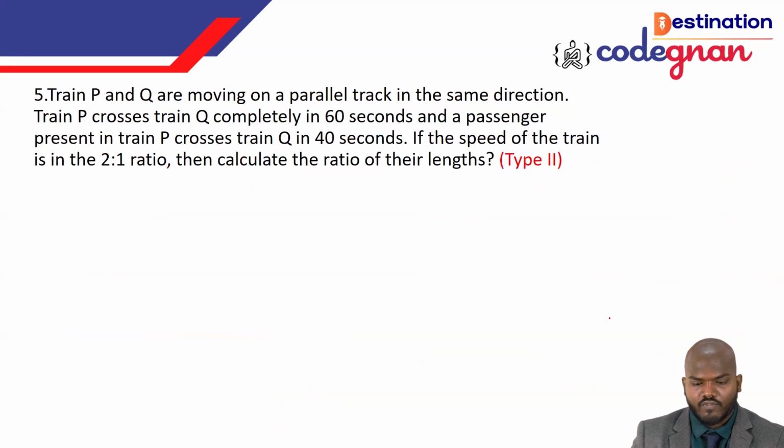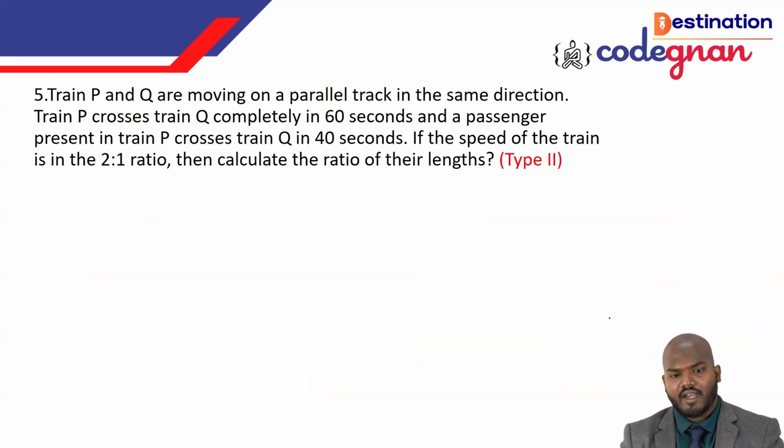Going to the next question, guys, you see this one, train P and Q. That's an important question. Train P and Q are moving on a parallel track in the same direction. I told you, they will not mention the relative speed. Instead, they will mention it this way, that is, same direction.